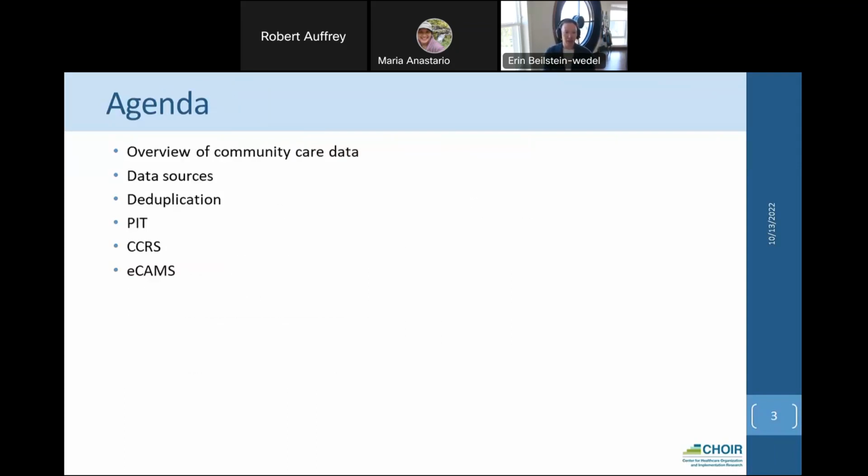So today I'm going to give an overview of what community care data is, and then I'm going to specifically focus on claims, data sources, and deduplication with claims, and then look specifically at the three newer data sources: PIT, which is already on the DART, and then CCRS and eCAMS, which are in the process of being added to the DART.